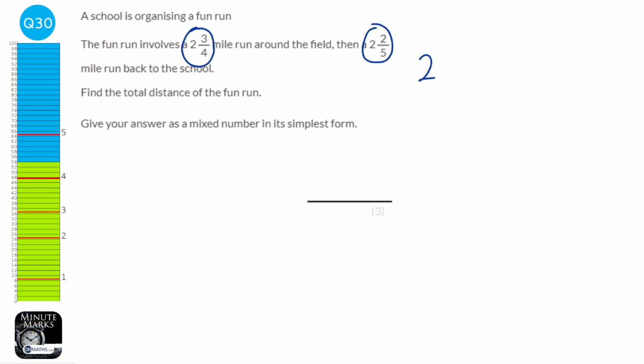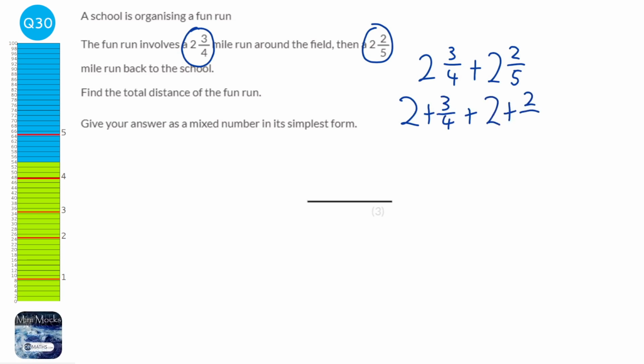So we're going to do 2 3/4 plus 2 2/5. Now, if I just rewrite this, 2 3/4 can be written as 2 plus 3/4, plus 2 plus 2/5. So we can add the 2s together to make 4. And then all we need to do is add the 3/4 and the 2/5.